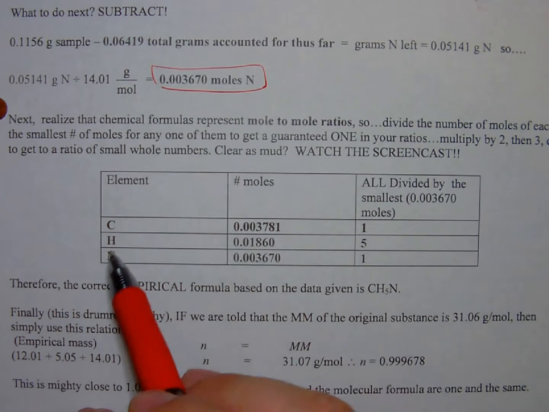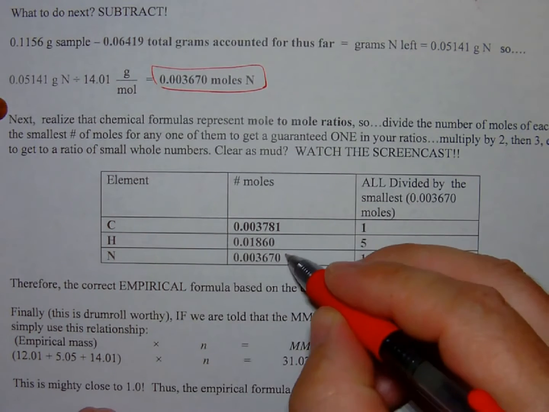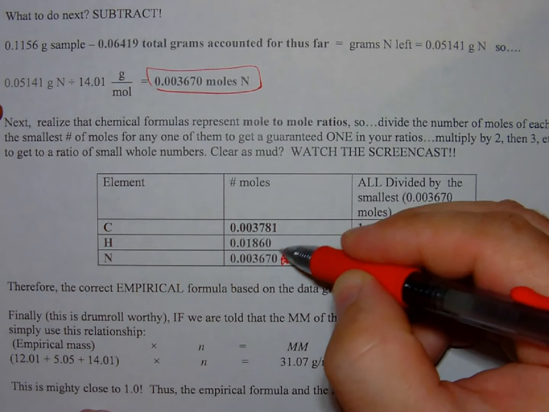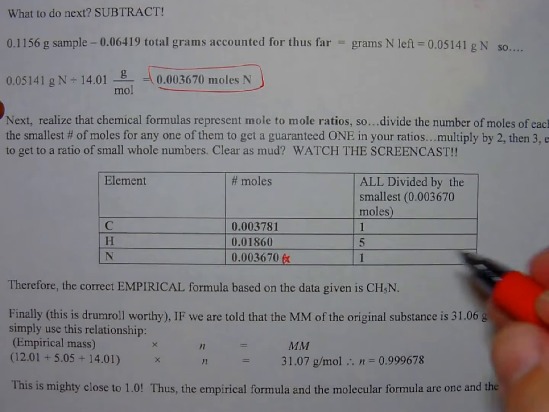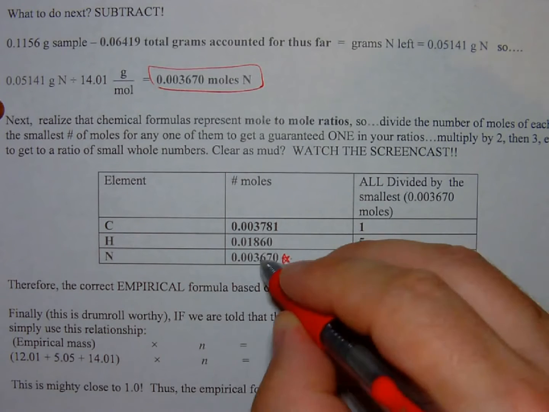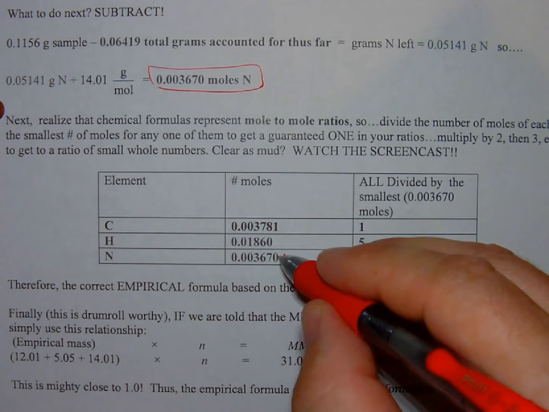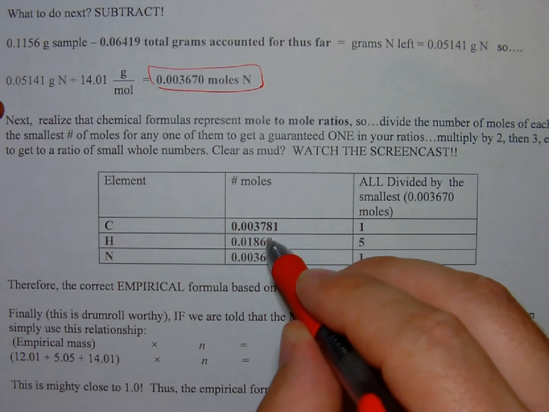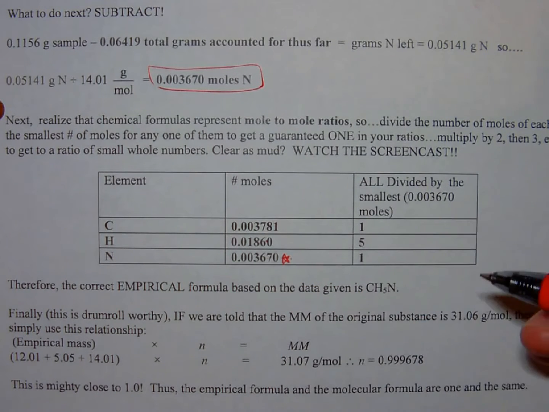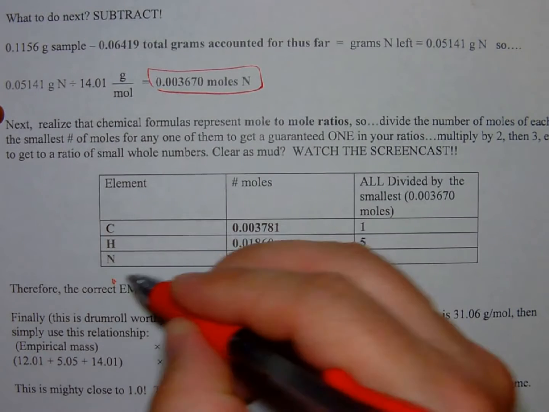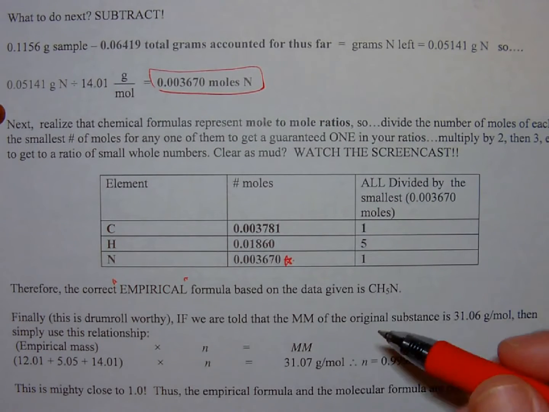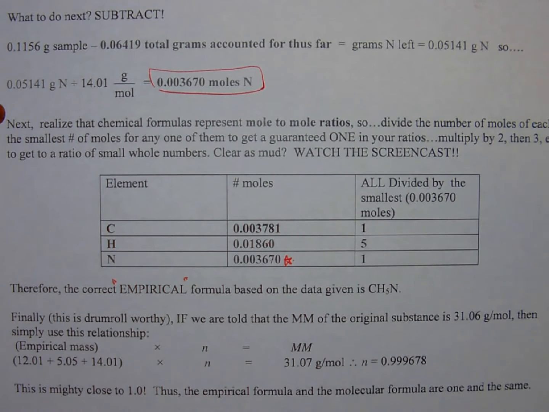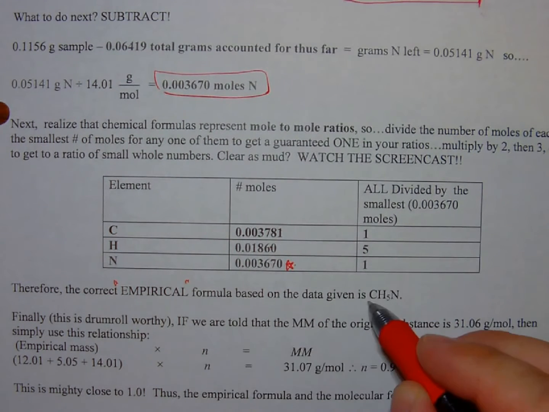So I notice that this is pretty much the smallest one. But notice how close these two values are. They're almost identical. They're off only by a little bit. So when I divide this by itself, I get 1. I divide this by the smaller number, it's essentially still 1. But when I divide this larger value by this, it comes out to be 5. So my empirical formula, remember the smallest whole number ratio, is CH5N. So this is my empirical formula.